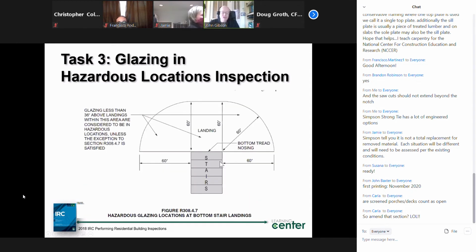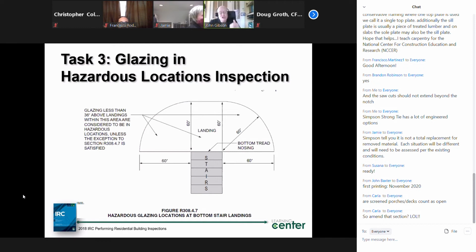Now at the bottom of the stairs, you come down the stairs, and remember that 180-degree plane that we had from that tread? It looks for glazing that's in that 180 degrees or less, and it says you're good, you're golden, you don't need to. But if I'm within that 180-degree plane with the glass, and I'm within 60 inches of the actual landing itself, as we see in this shaded area, anything in that shaded area that isn't more than 3 feet off the floor needs to be safety glazed.